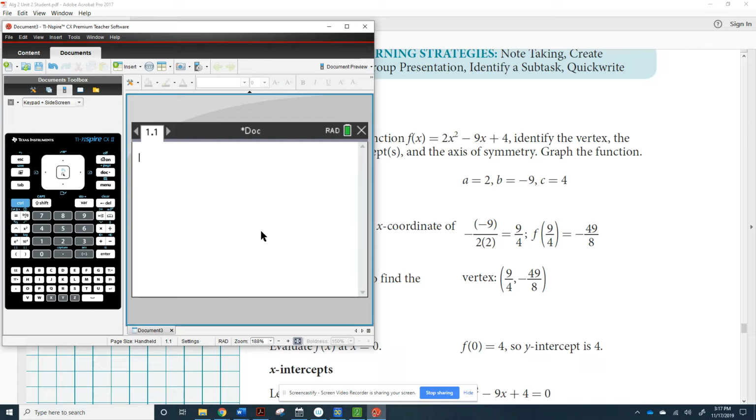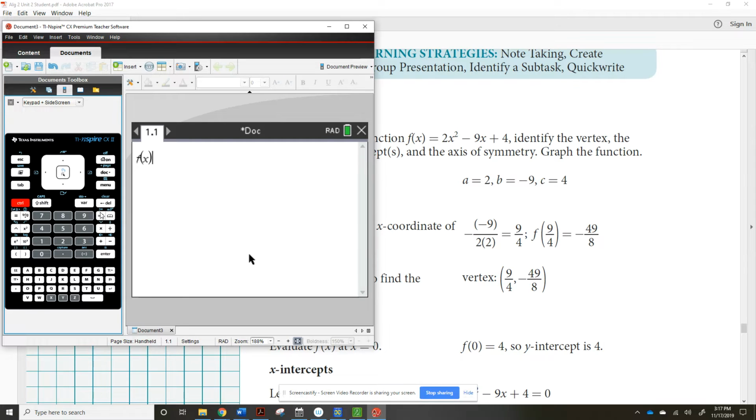I want to show you another way to use your calculator to do this negative b over 2a. First thing you have to do is type in the equation. So here's my equation right here. I'm going to type it in the calculator, and the only difference is I'm not going to use the equal sign. So I'm going to do f parentheses x, close parentheses.